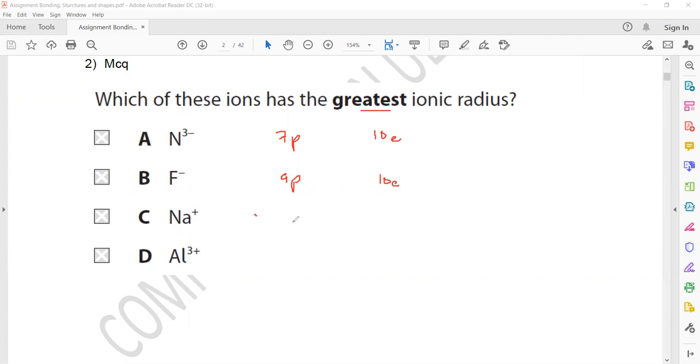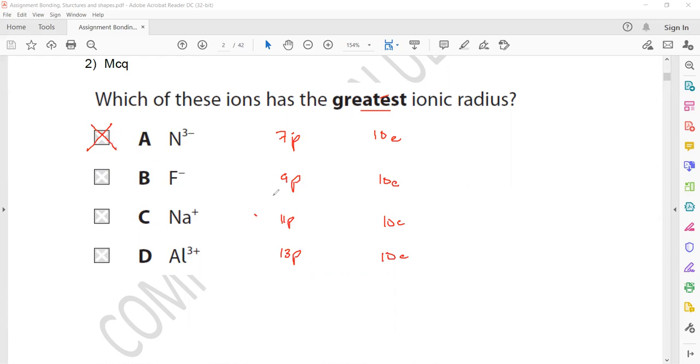So they are isoelectronic. Sodium has 11 protons and 10 electrons, and aluminium will have 13 protons. By using a periodic table, we can work out the number of protons. And there's a charge plus 3, so it lost 3 electrons, so it will be 10 electrons. So they're asking which has the greatest ionic radius. Here 7 protons are attracting 10 electrons, so a weak force is there between the protons and electrons. That is why the nitride ion will have the highest ionic radius.